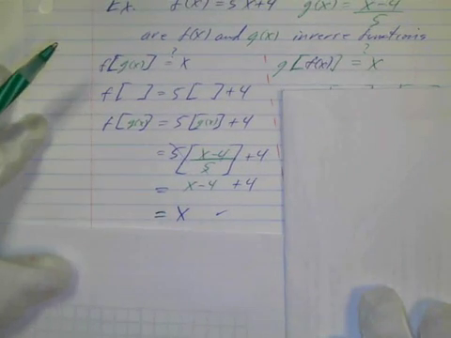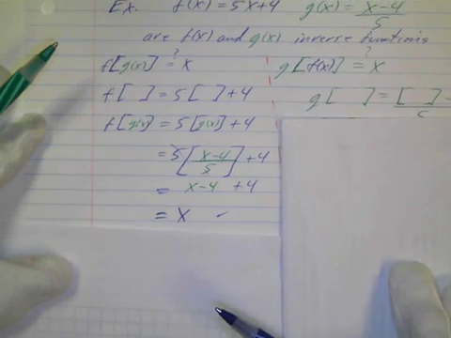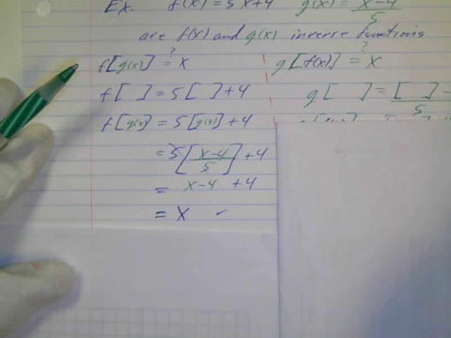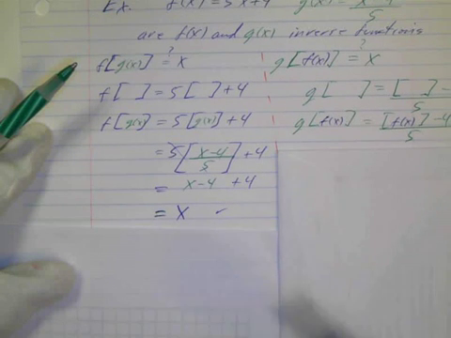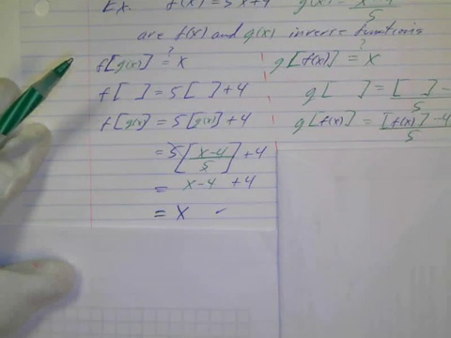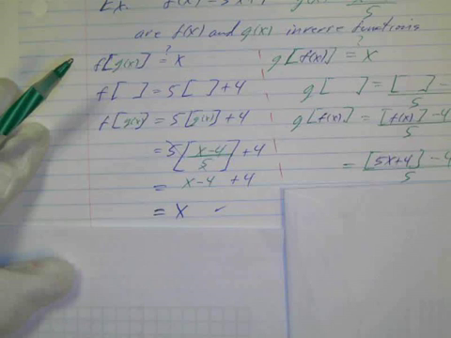So over here, g of f of x, well, the g rule is something minus 4 over 5. So g of something is something minus 4 over 5, so I put a bracket there. But what is that something? That something's going to be f of x. So g of f of x is f of x minus 4 over 5, based upon that rule. But what was f of x? F of x was 5x plus 4. So 5x plus 4 minus 4 over 5.